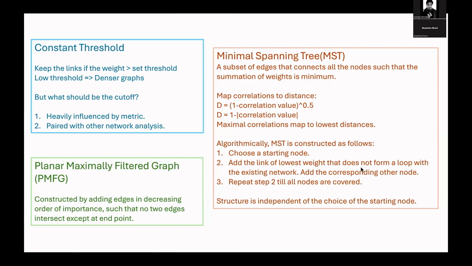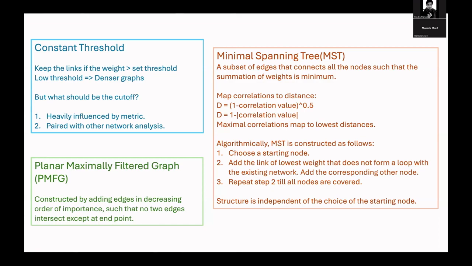Once we construct these distances, algorithmically, the MST is constructed as follows. We choose a starting node and then we add the link of lowest weight that does not form a loop with the existing network. And then we add the corresponding other node of the edge also. We repeat this step till all the nodes are covered. The resulting structure has n minus 1 links if you have n nodes in the network and does not have any loops. And more importantly, the structure is independent of the choice of the starting node.